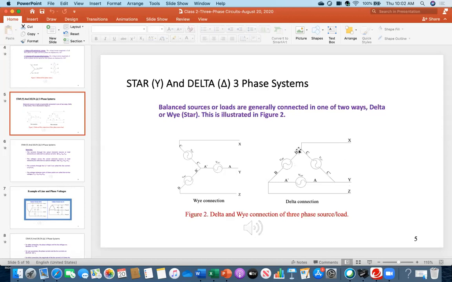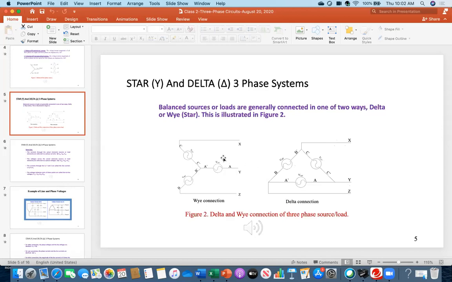Similarly, if you add a voltmeter across this coil, you will get some reading, that is the phase voltage. But if you attach a voltmeter between X and Y, then still you will get the same voltage, but that is called the line voltage or line to line voltage.